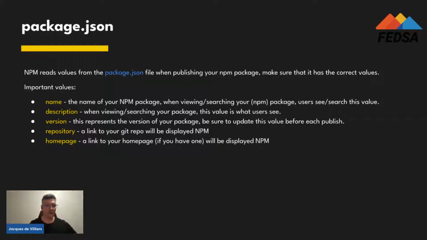Cool. So I've mentioned a few here, but as we saw now, when you're looking at NPM itself, a lot of these values in your package.json file actually pull through to be displayed in your listing on NPM, your package's listing.